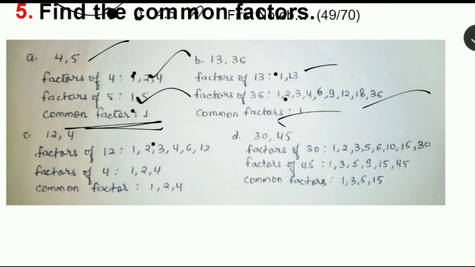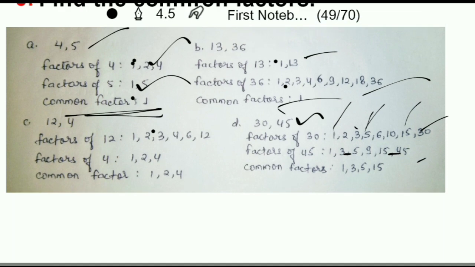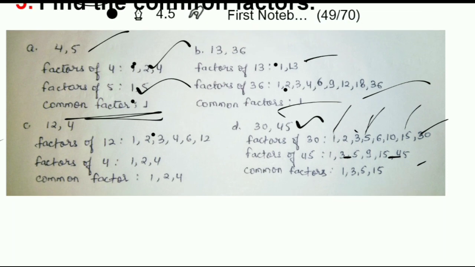One more question here: 12 and 4, and the last question, 30 and 45. So we can find the factors of 30 first. That will be 1, 2, 3, 5, 6, 10, 15, 30. And factors of 45: 1, 3, 5, 9, 15 and 45. So the common factors are 1, 3, 5, 15. So these are the common factors.